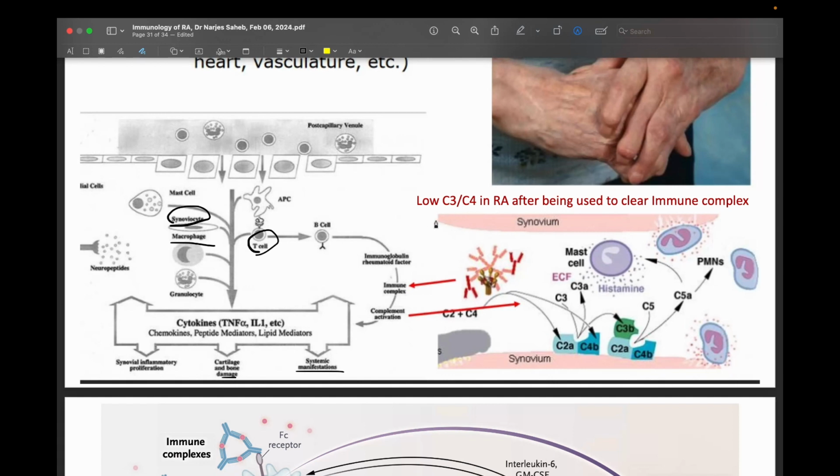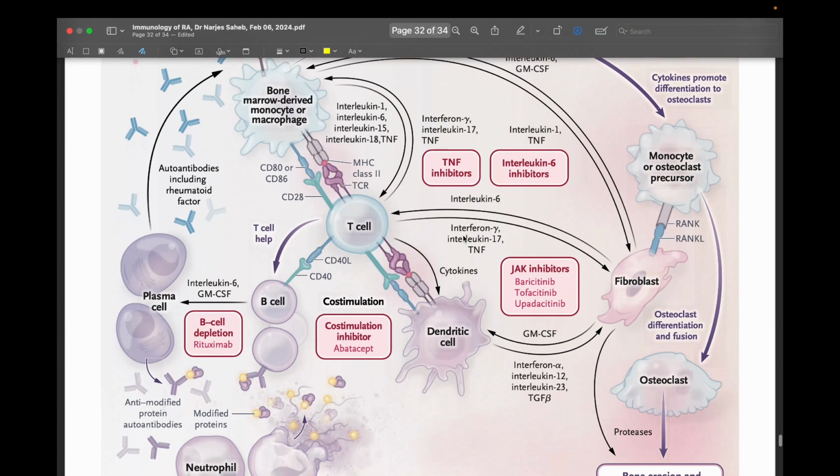وشغلة ثانية إنه we have low C3 and C4 in RA after being used to clear immune complexes. The complement, when it's activated, one of its functions is that it wants to get rid of that immune complex that is activated the complement, particularly C3 C4. فبالتالي لما we do a blood test in rheumatoid arthritis patients we will find low C3 and C4. وهاي الرسمة تربط كل شيء هسه اللي قلته.